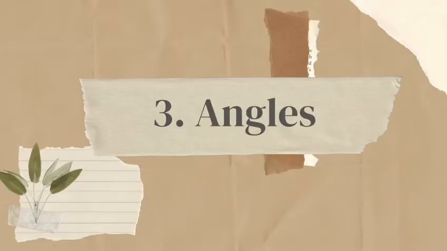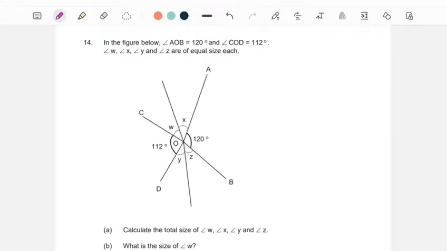Okay, this is the last question. In the figure below, angle AOB equals to 120 degrees and angle COD is equals to 112 degrees. Angle W, X, Y, and Z are of equal size each. This is important. Okay, and this is the figure. They're all connected at a point here. And part 1 of the question, calculate the total size of W, X, Y, and Z. Okay, so they're not asking us to find the individual angle, just the sum of W, X, Y, and Z.